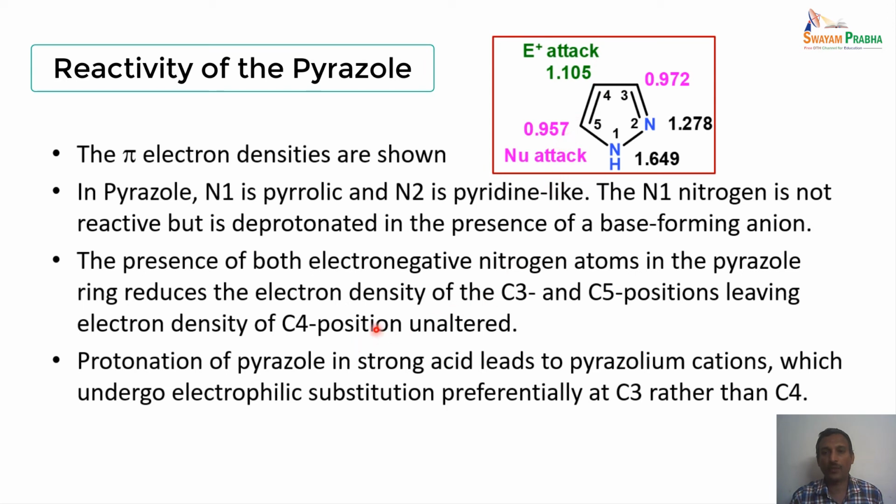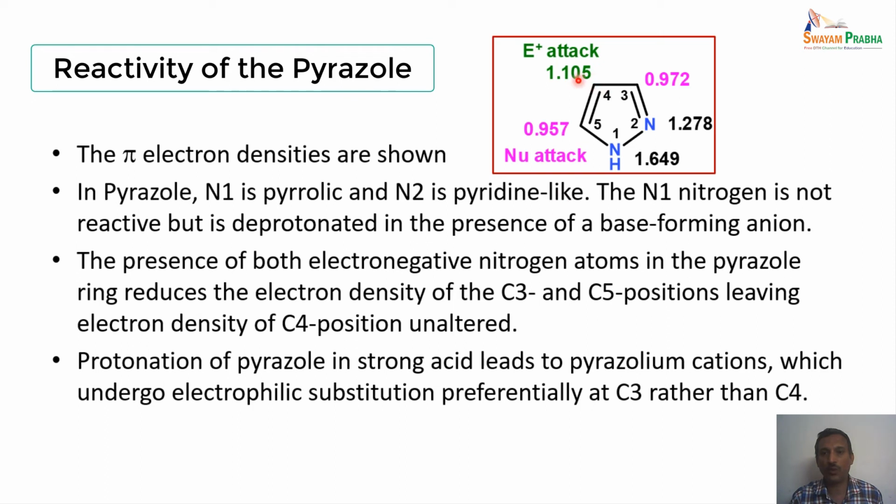In the presence of a strong acid, protonation of the pyrazole takes place and it gives a pyrazolium cation, which can undergo preferential electrophilic substitution at C3 rather than C4. So this is how the reactions actually happen in the case of pyrazole.